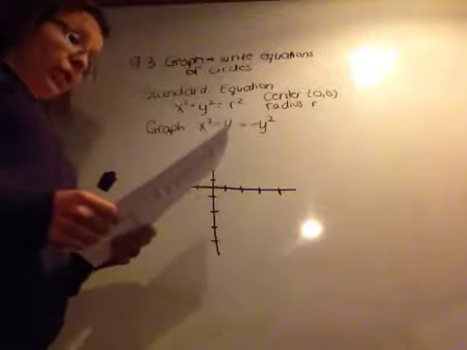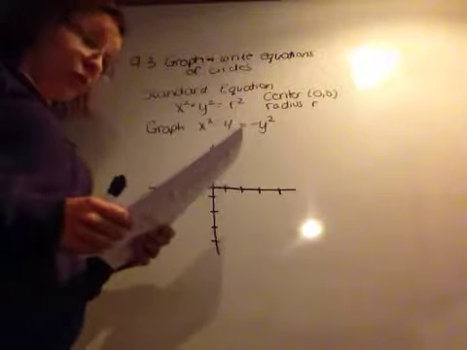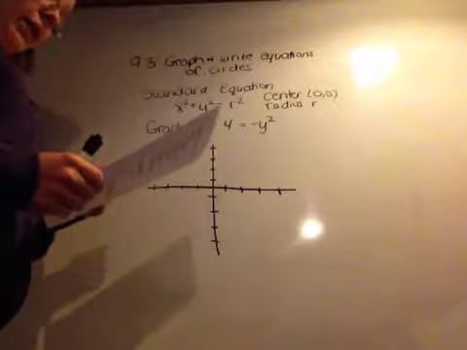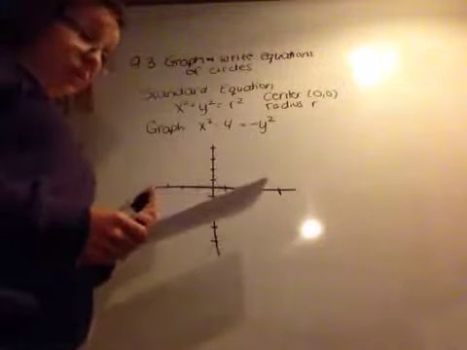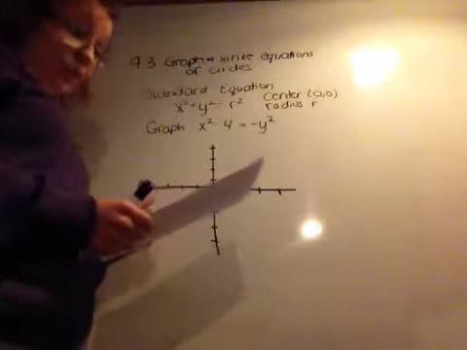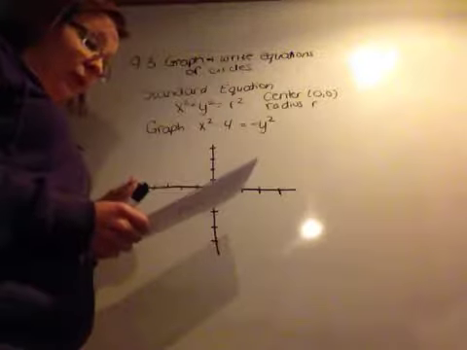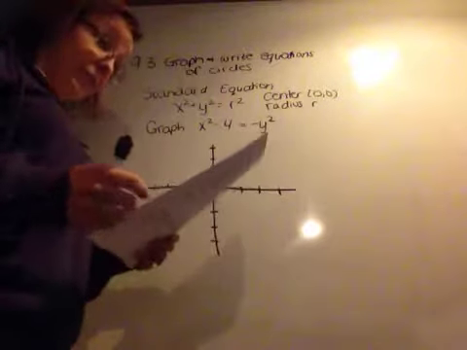Section 9.3, graph and write equations of circles. So a circle is the set of all points x, y in a plane that are equidistant, the same distance, from a fixed point called the center of the circle. The distance r between the center and any point x, y on the circle is the radius.